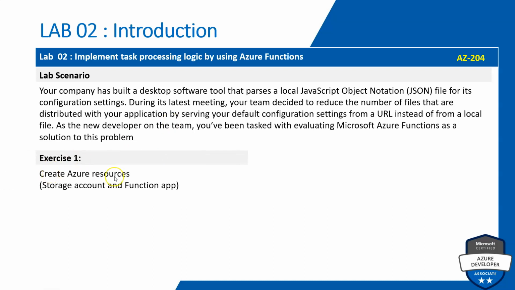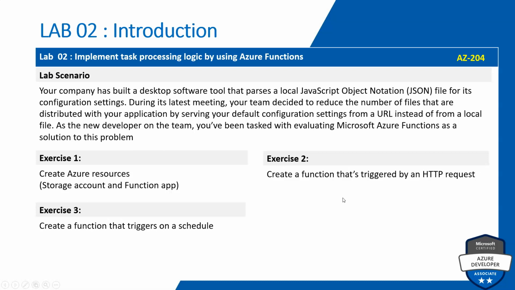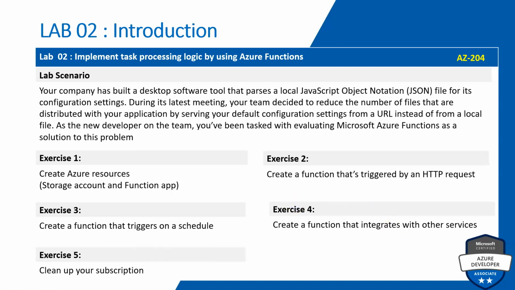We'll break this particular problem into 5 exercises. Exercise 1, create Azure resources. As part of exercise 1, we'll create a storage account and we'll also create a function app. Exercise 2, create a function that is triggered by an HTTP request. Exercise 3, here we'll create a function app that triggers on a schedule, basically a timer trigger based function app. Exercise 4, here we'll create a function app that integrates with other services. So we'll pass the data from one application to another service. And in the last exercise, we'll clean up the resources.